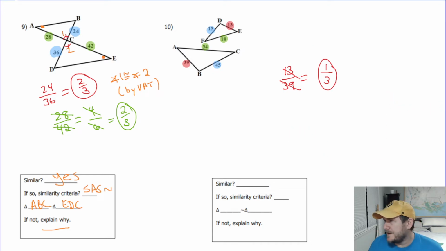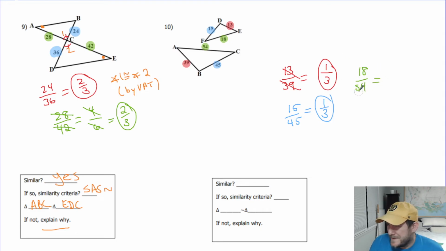I'm grabbing the red sides. Did I just do that? Yeah, grab the blue then. You'll go 15 over 45. And again, these are both divisible by 15. I do get the 1/3. So far so good. Grab the greens, you get 18 over 54.